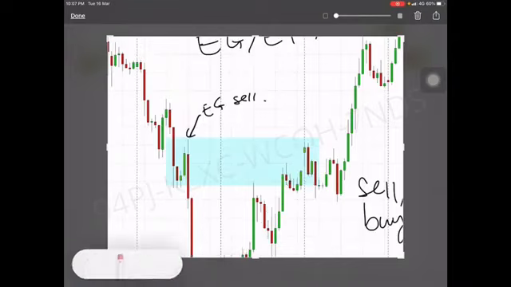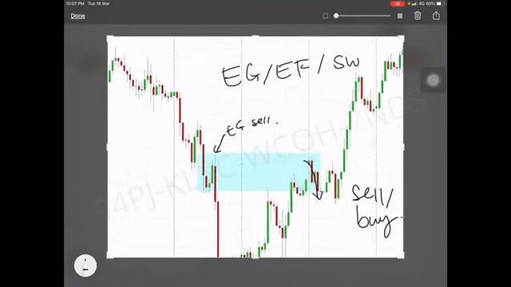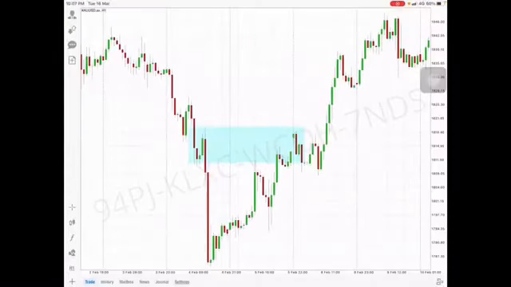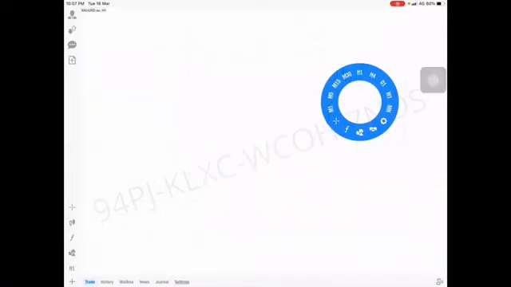If you look at it, the price rejected. This is around 100 pips. Okay, all right. So I'm gonna find you some more example.